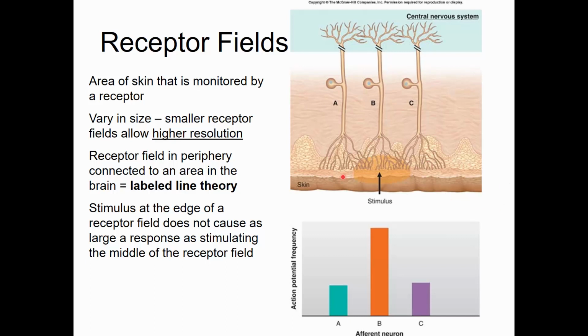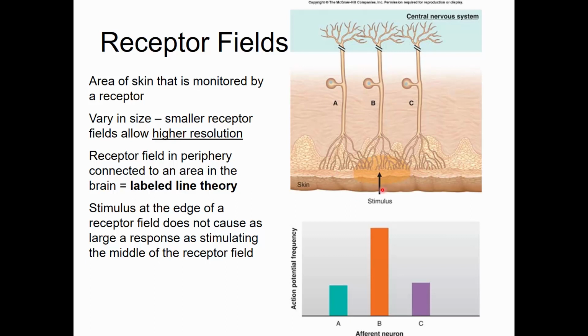So the receptive field is the area of skin that's monitored by a particular receptor. So we have 3 receptors. Notice there's a little bit of overlap, and when we stimulate in the middle of the central receptor, we get a nice big signal and a lesser signal on either side. Receptive fields vary in size, they vary in overlap. If you want to have a higher resolution, you need lots of closely packed receptors. We'll talk about that a bit in further slides.